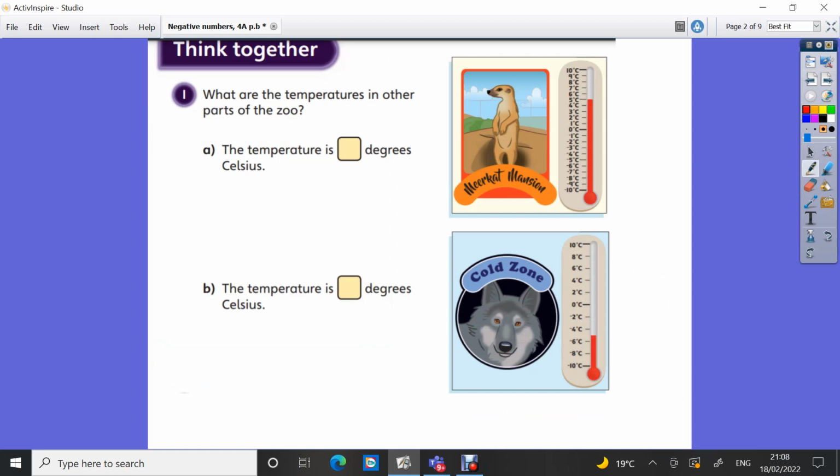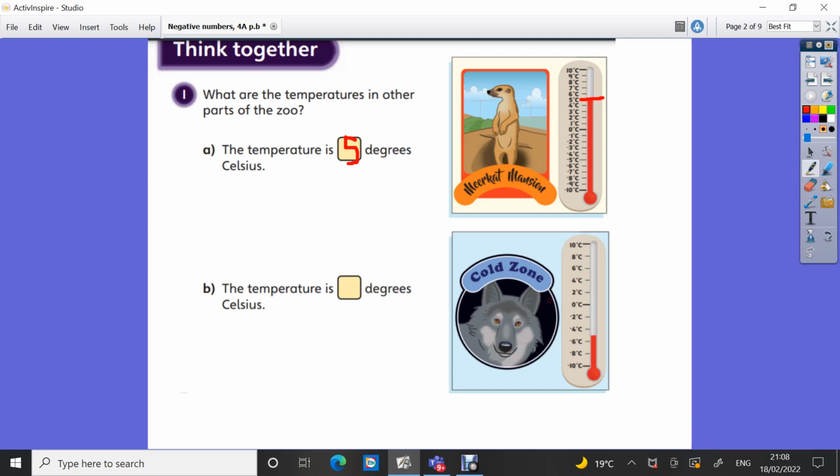Okay. In question number, think together, question number 1. What are the temperatures in other parts of the zoo? Here is a picture given of the Meerkat mansion. The temperature here is 5 degrees Celsius. So the temperature is how much? You have to just read the temperature on the picture and write the answer here in the yellow box. You have to see where it is. It's exactly here. It's 5 degrees. So just write here 5 degrees Celsius.